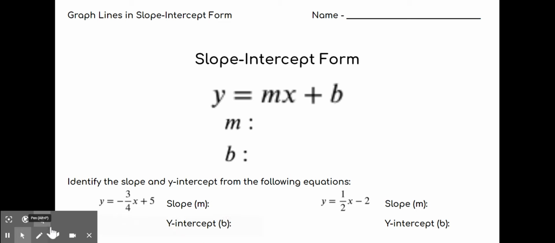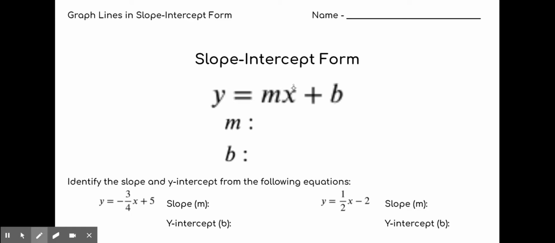So we have been looking at equations that are in a certain form, right? They've all been y equals something x and then plus or minus something at the back. That form shows up so much and is so important that it has a special name. It is called slope-intercept form.